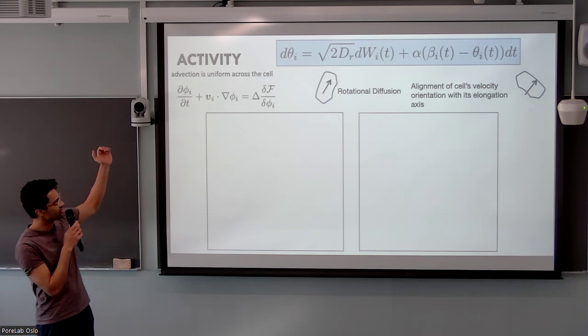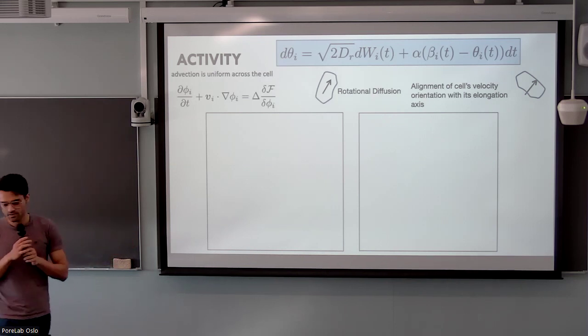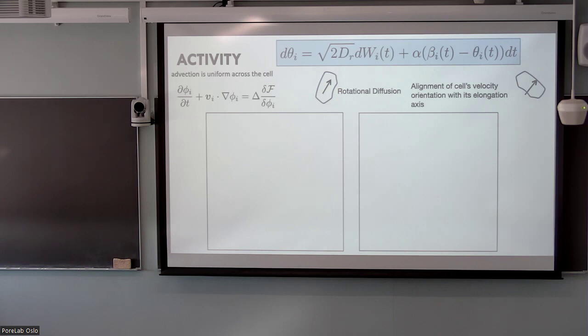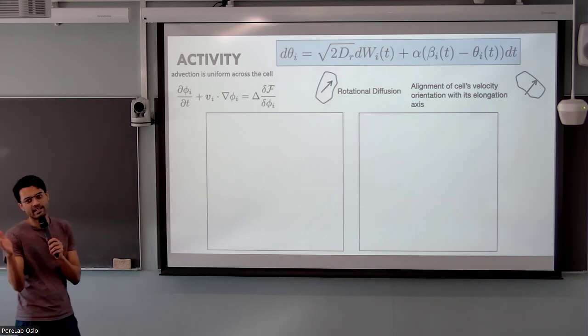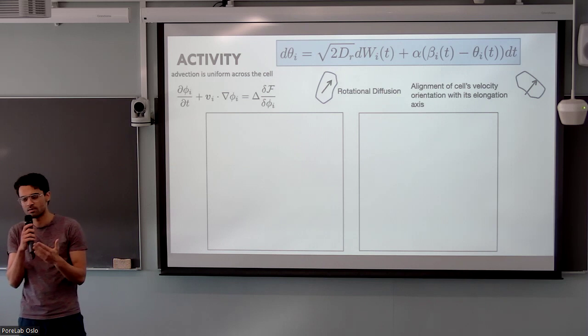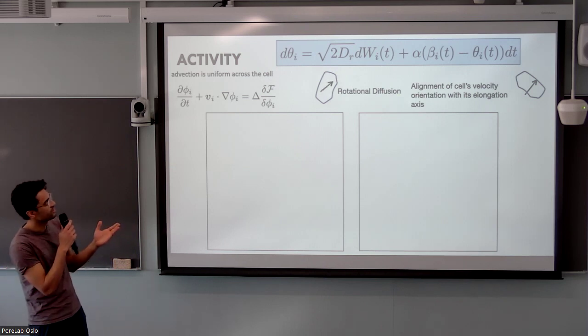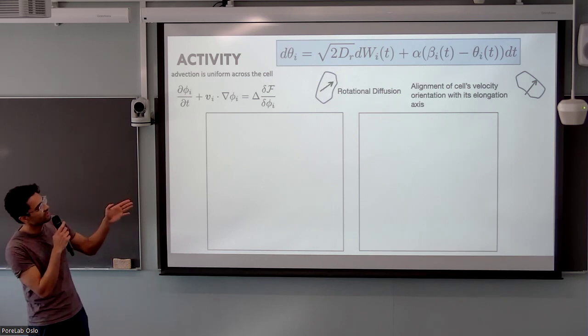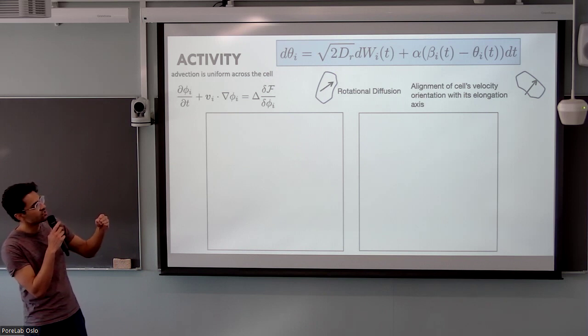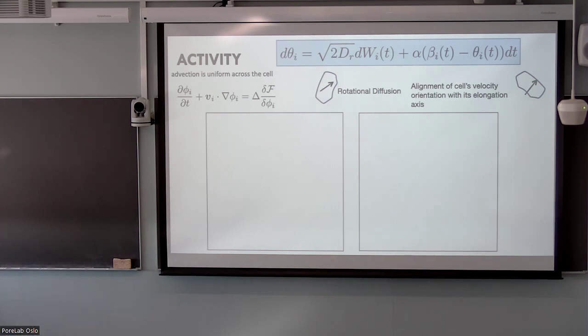And we have the equation of how this orientation changes. First, you have a rotational diffusion term that causes the cell to slightly change its orientation about its initial orientation. And then we have the other term where a cell tries to align with the direction of its elongation.